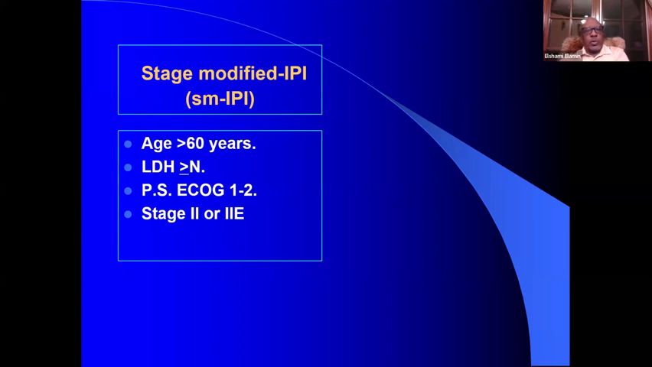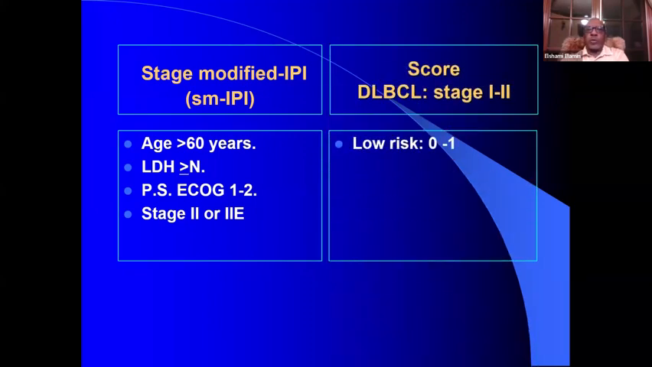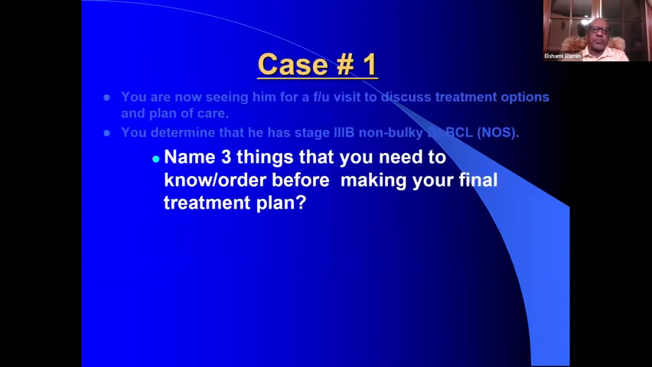So for stage, this is for the low stage. We count stage 2 or 2E extranodal, we give it a 1, and then we divide the score simply into 2 groups. 0 to 1, low risk. 2 to 4, high risk. Simple. So we use this for stage 1 or 2 only, and when we talk about treatment, we will mention the IPI and SMIPI.